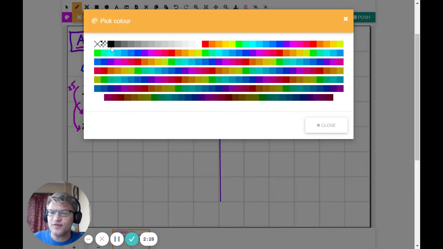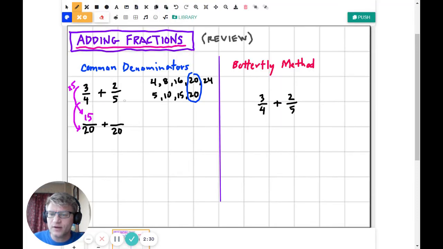Now I want to do the same thing for the other problem. I want to look at this one and say, how did I get to 20? Well, I got to 20 by going 5 times 4. So I want to do the exact same thing at the top. I want to go times 4. I'm basically paying attention to any fraction. If I do it to the top of the fraction, I have to do it to the bottom of it, or if I do it to the denominator, I have to do it to the numerator.